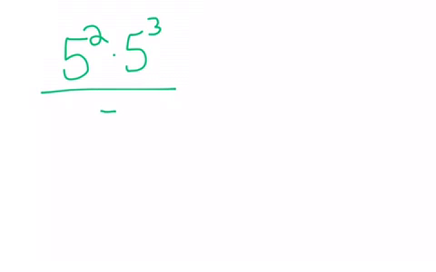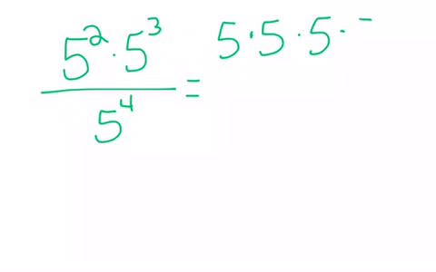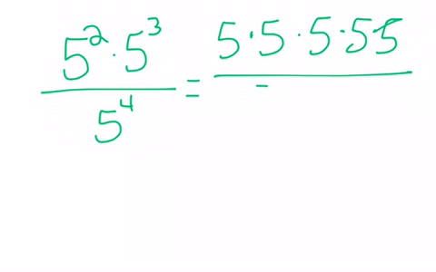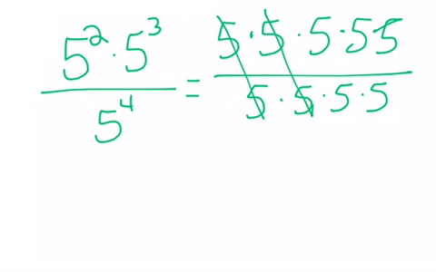Let's do another one. We have 5 squared times 5 cubed over 5 to the 4th power. 5 squared is the product of 2 5's. 5 cubed is the product of 3 5's. So that's all on the top of that fraction. The bottom of the fraction is the product of 4 5's. So this will cancel, and this will cancel, this will cancel, and this will cancel.